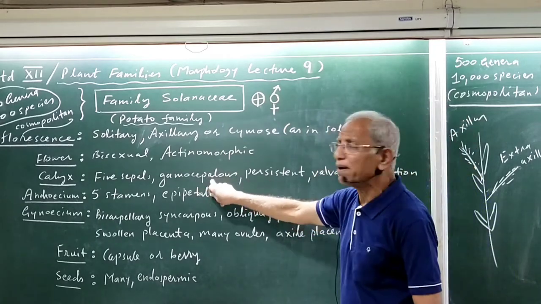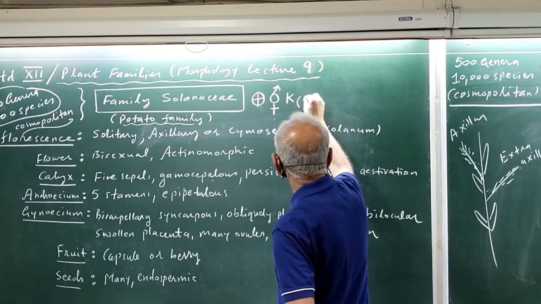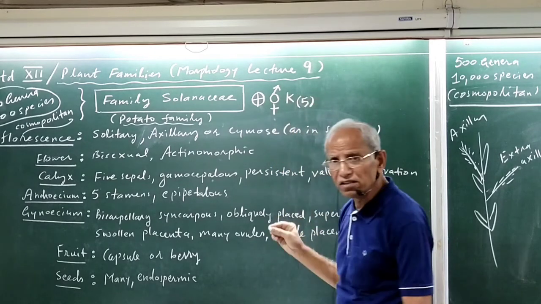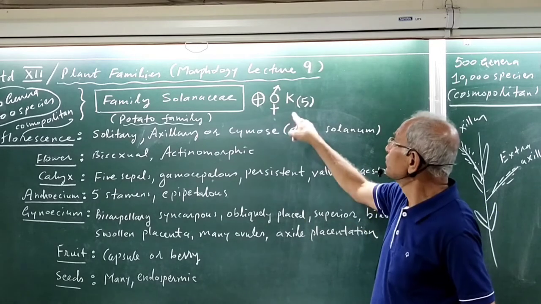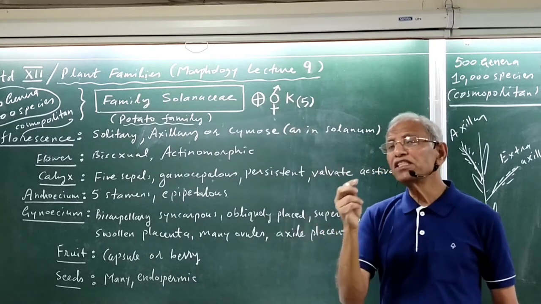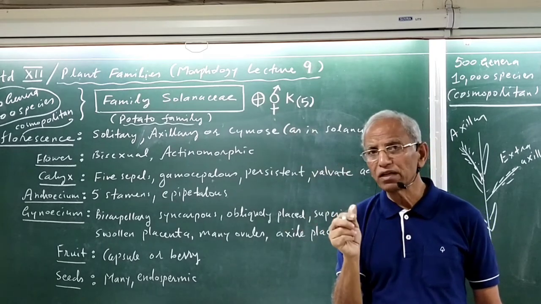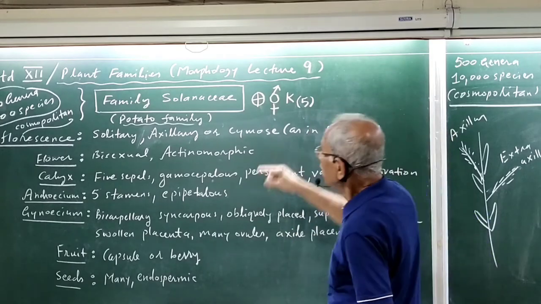Calyx 5, gamosepals. What is the symbol for calyx? K5. I am keeping it in bracket because we have learned that when you keep things in bracket, it is cohesion or adhesion? Here we are talking of cohesion. What is the meaning of cohesion? When similar members come together and get attached to each other, it is called cohesion. So this is K5.